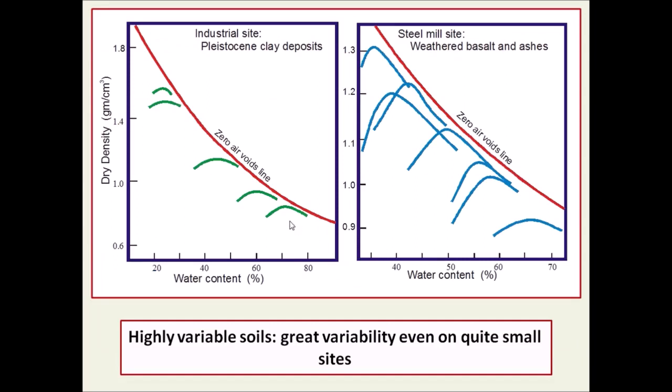That's an example of the variability you can get on some sites. These are on single sites in the Auckland area here. These are from Pleistocene deposits. These are from weathered volcanics, mostly basalt and volcanic ash. But you can see the huge range of Proctor tests from those small sites. So to do quality control with soils such as this, you would have to do a Proctor test every time you do a control test in order to know what you should compare your control test with in terms of its water content and the desirable water content.